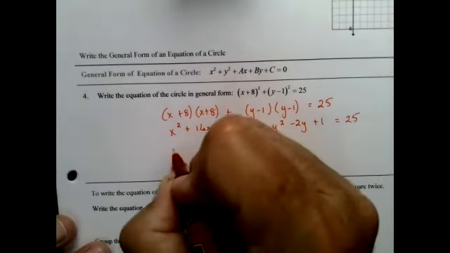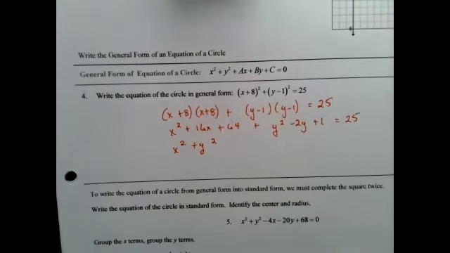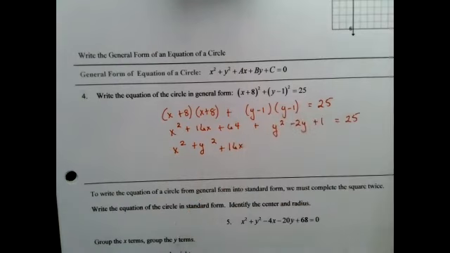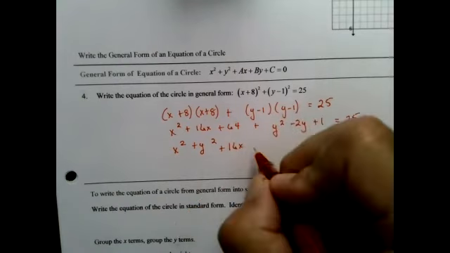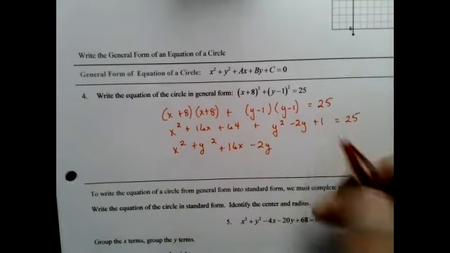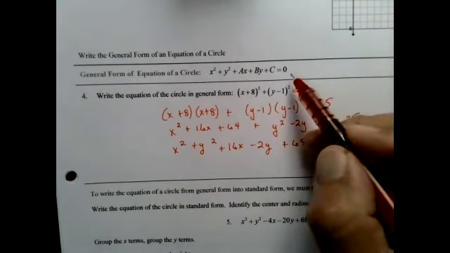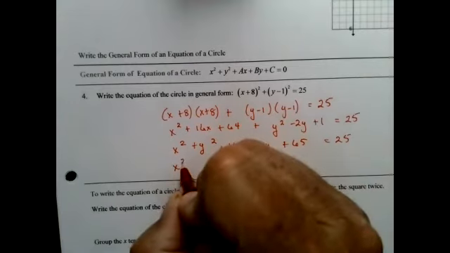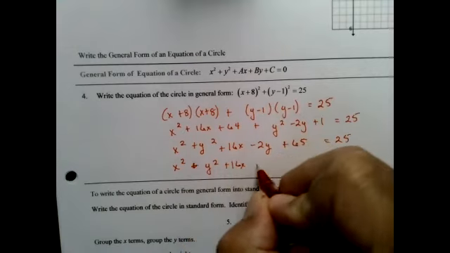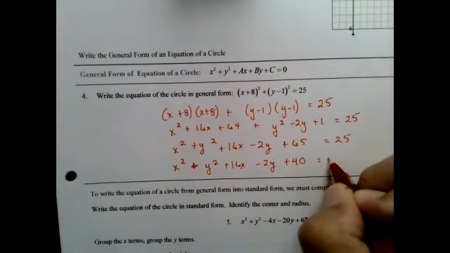And it looks like they want us to write this as x squared plus y squared plus 16x minus 2y. 64 and 1 is 65. And then we want it to go to 0. Okay, I'll play the game. X squared plus y squared plus 16x minus 2y. And when I subtract that, I still have 40 left.